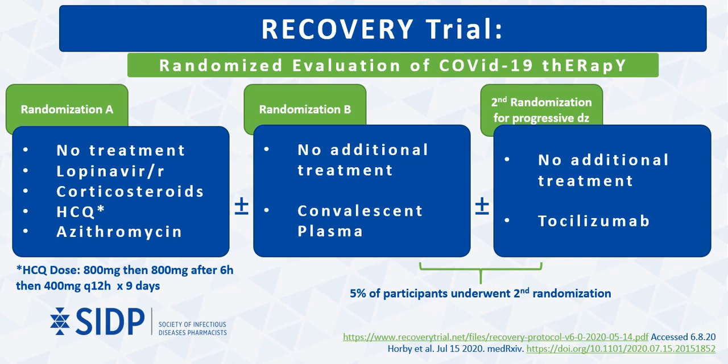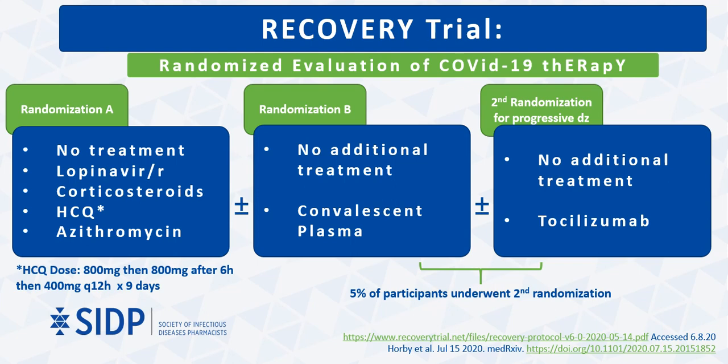The Recovery trial is a randomized evaluation of COVID-19 therapy. It's a trial that was initiated and is being carried out in the United Kingdom. Patients were randomized to either receive no treatment, lopinavir, ritonavir, corticosteroids, hydroxychloroquine, or azithromycin, and simultaneously they were randomized to receive either no additional treatment or convalescent plasma. Finally, for patients who had persistent progressive disease, there was a second randomization where they could receive no additional treatment or tocilizumab.